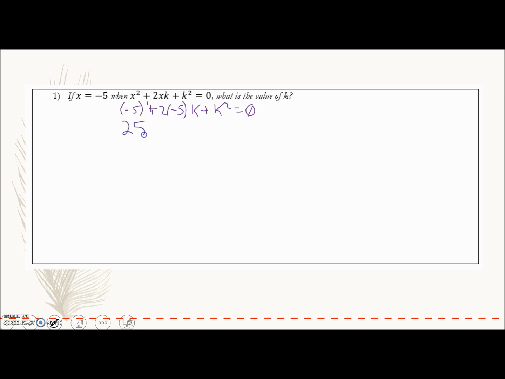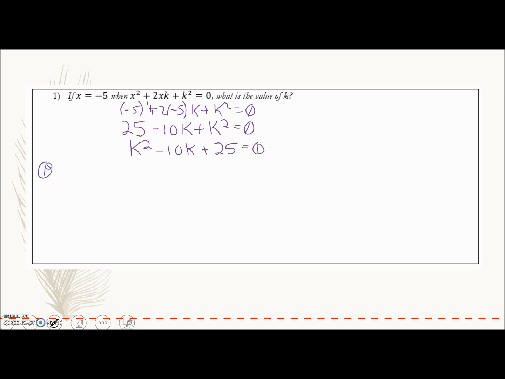So that gets me 25, -5 squared. 2 times -5 is -10. Still have that k with it though. Plus k squared equals 0. So now I've gotten it down to just one variable, so I can use any of those three methods to solve it. Before I do that though, I'm going to rearrange. You always want to have the thing with the squared first, the single variable in the middle, and the number at the very end.